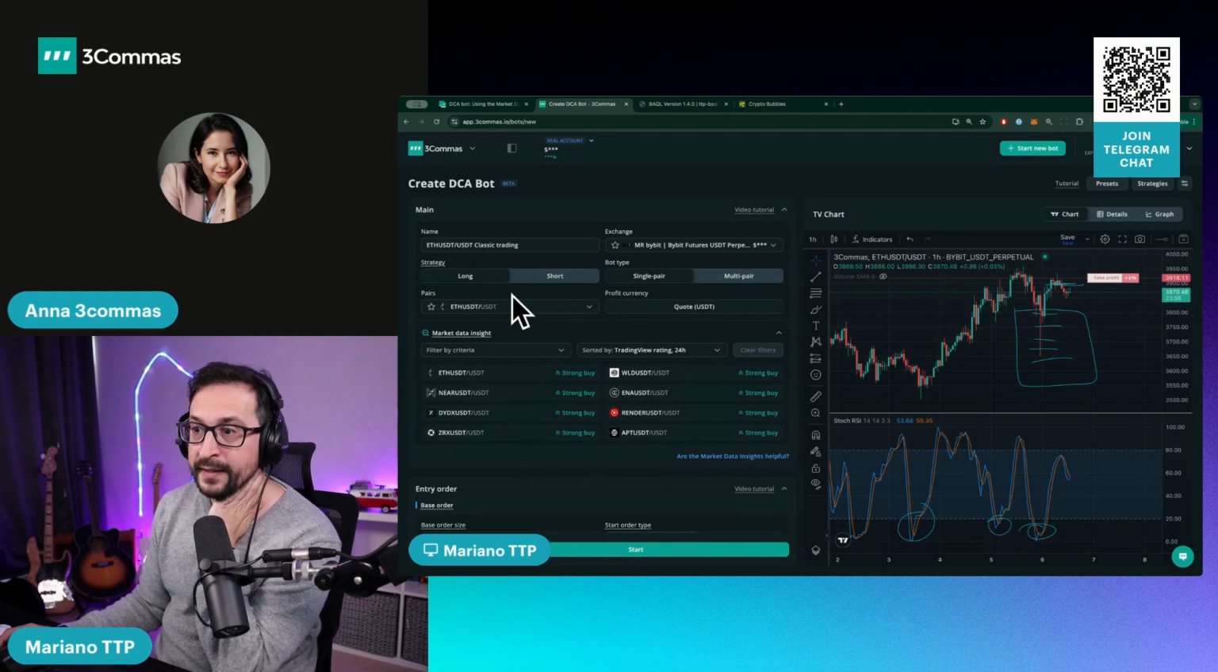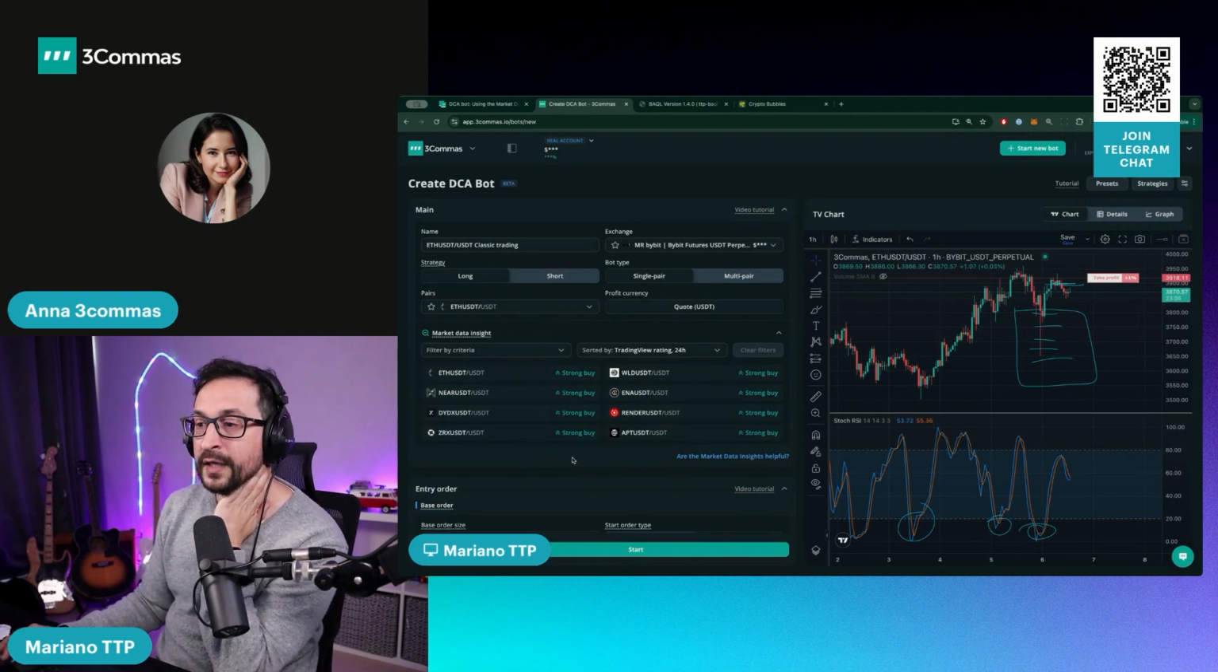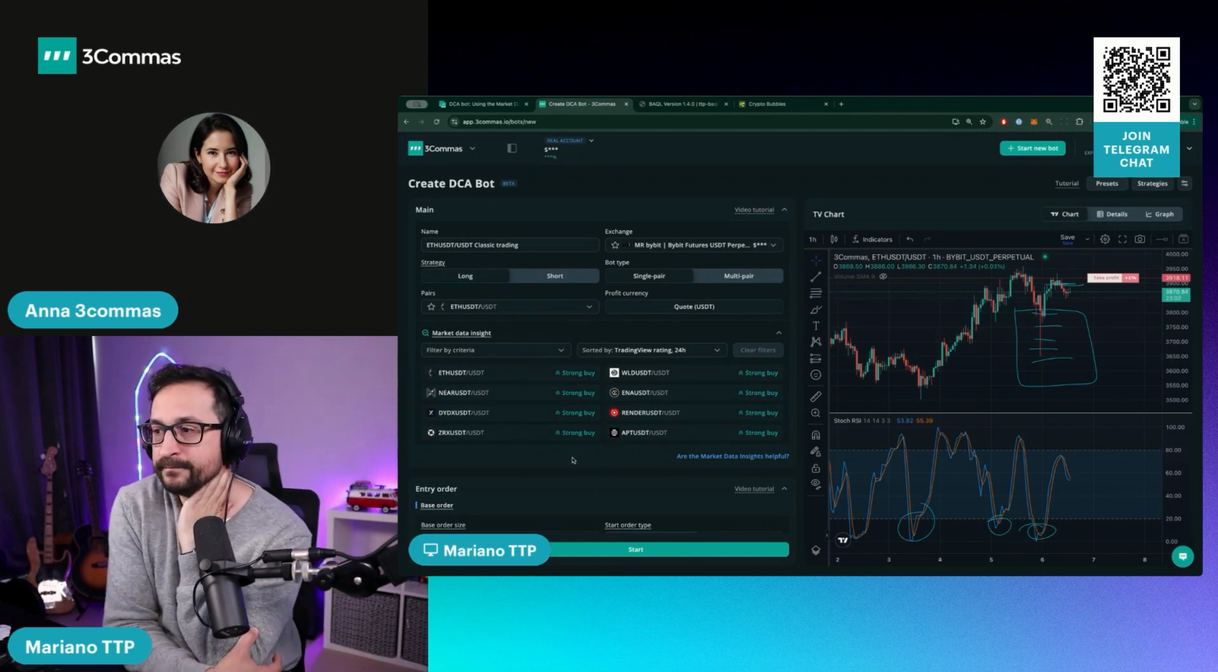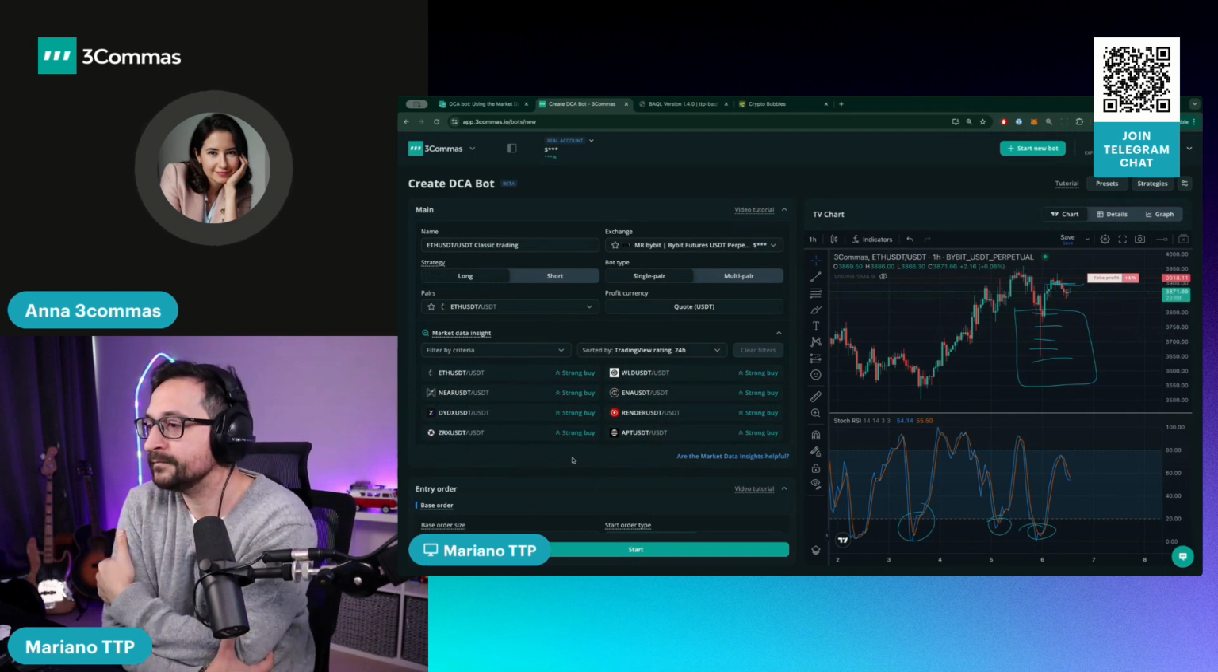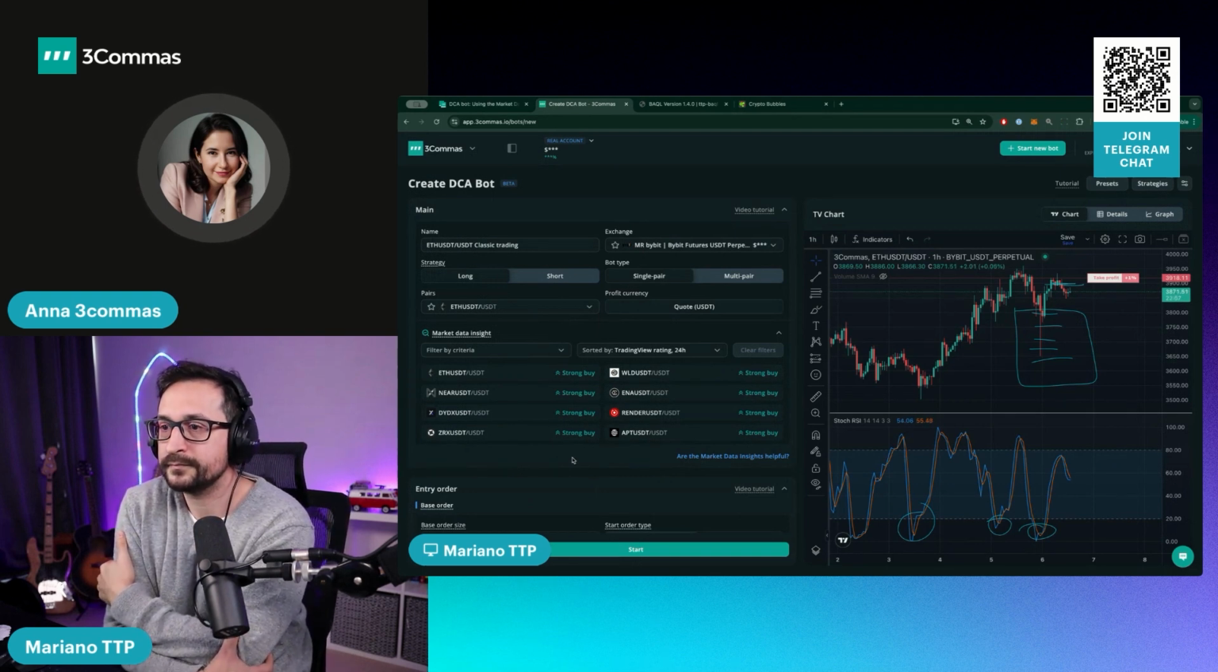But I'm hoping that this area in here also can become automated. Yeah, totally agree. I think that's a logical next step of development.